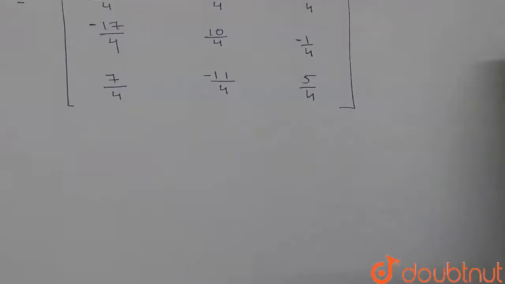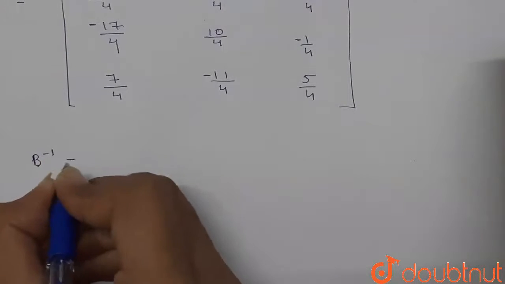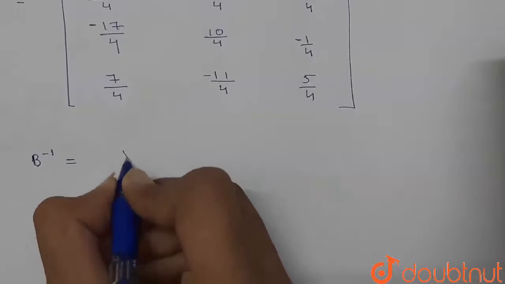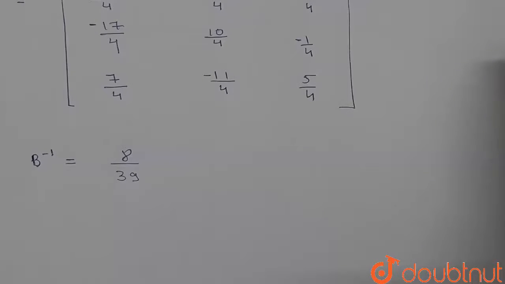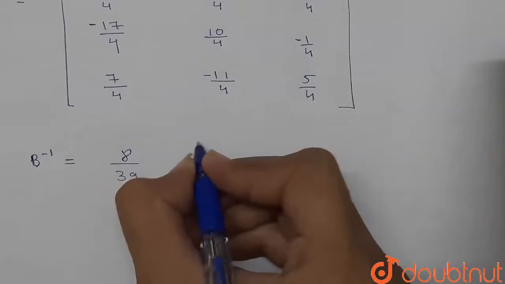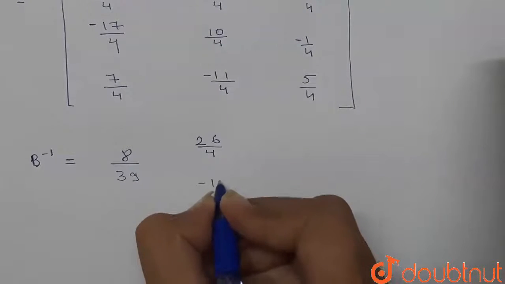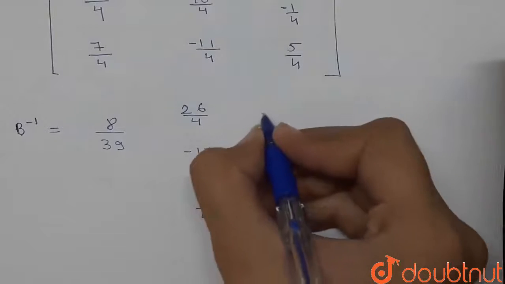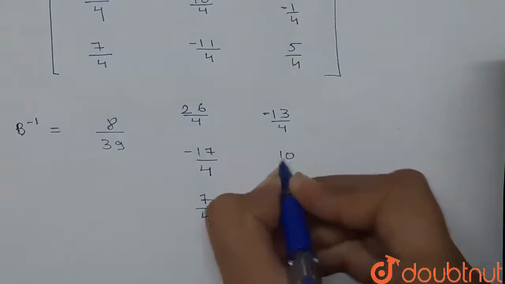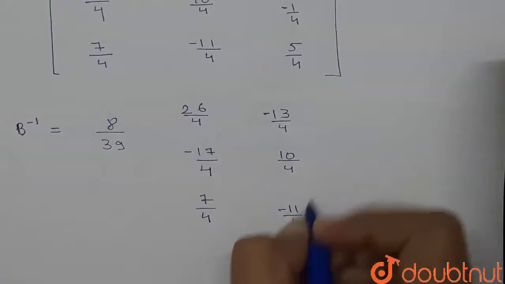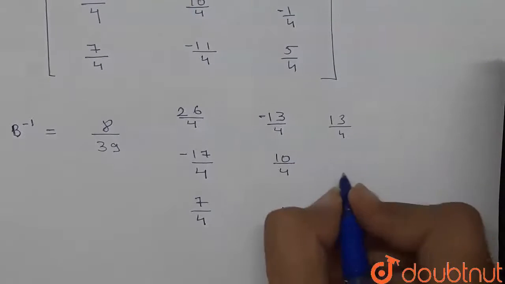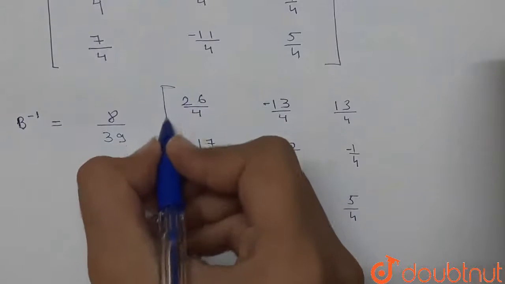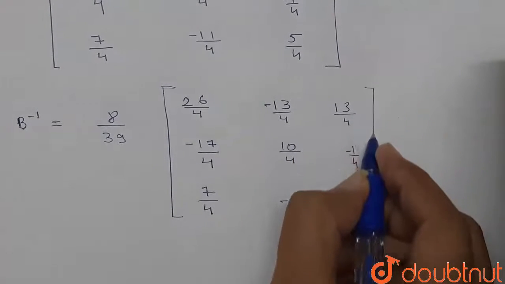Now we need to find B inverse. B inverse is nothing but 1 upon determinant of B into adjoint of B. The determinant of B was 39 by 8, so 1 upon 39 by 8 will make it 8 by 39 into the adjoint of B matrix, that is 26 by 4, minus 17 by 4, 7 by 4, and here minus 13 by 4, 10 by 4, minus 11 by 4, and 13 by 4, minus 1 by 4 and 5 by 4. So this is the adjoint of B, and adjoint of B divided by determinant of B is giving us B inverse.